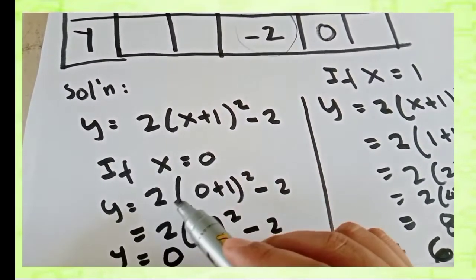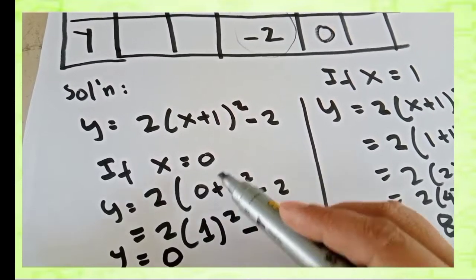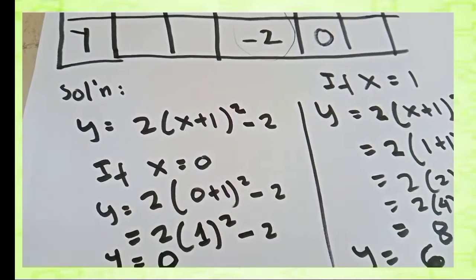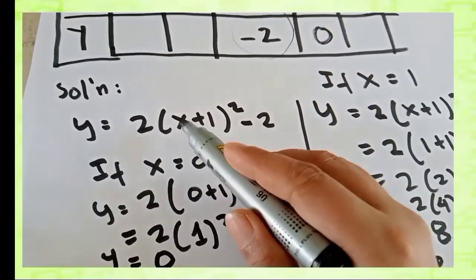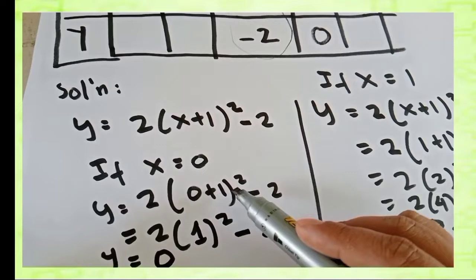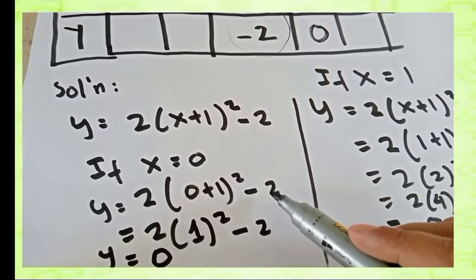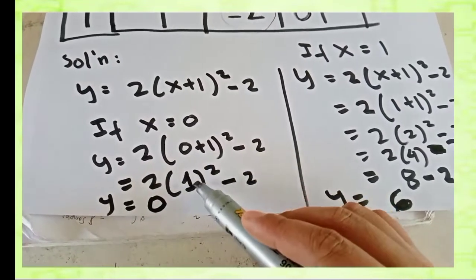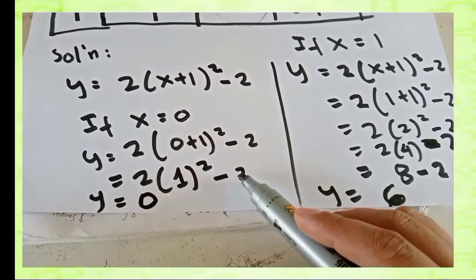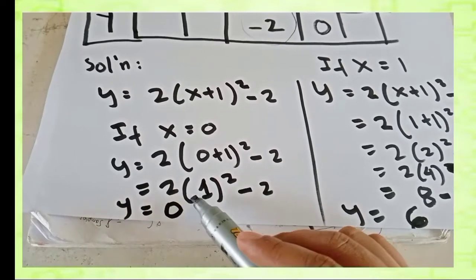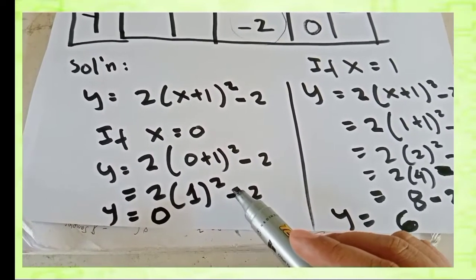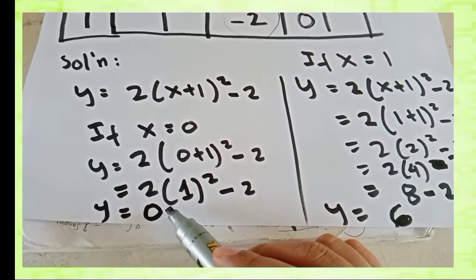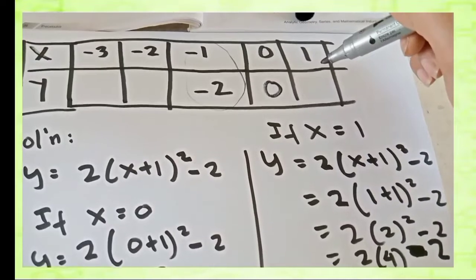So we have copy 2, then open parenthesis. What is the value that we are going to substitute? We have 0. So ang x ay maging 0 na plus 1 raised to the power of 2 minus 2. Then simplify natin. Copy ang 2. 0 plus 1, we have 1 raised to the power of 2 minus 2. Then, as we all know that 1 squared is equivalent to 1 times 1. So, 2 times 1 minus 2 is 0. That's why 0 ang nilagay natin dito.